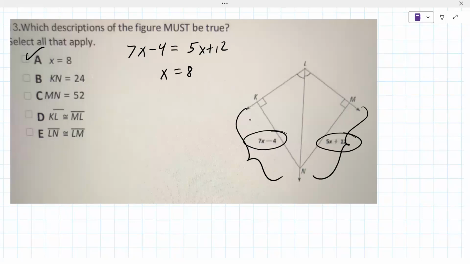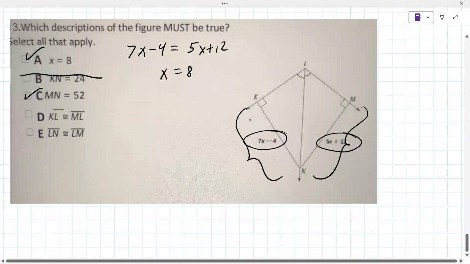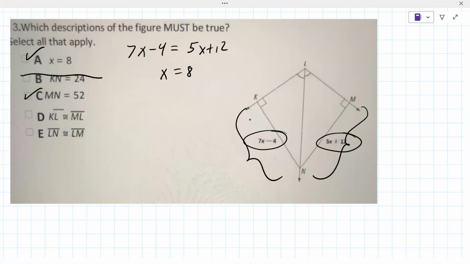Okay, MN is 52. Agreed. KN is not 24 since they're congruent. So what else is congruent in this? Is KL congruent to ML? That's up here. Yeah. Or is LN congruent to LM? LN is not congruent to LM. Right. Good.